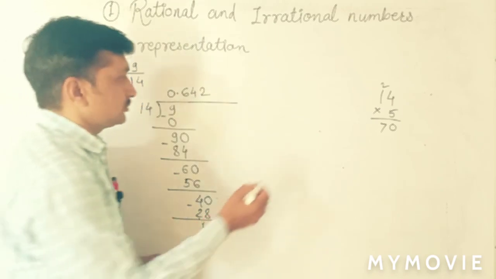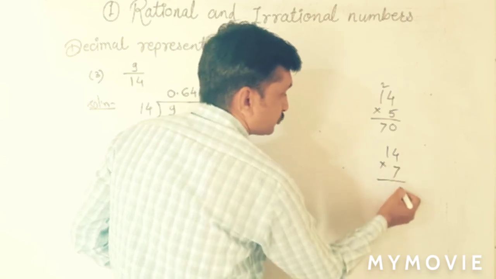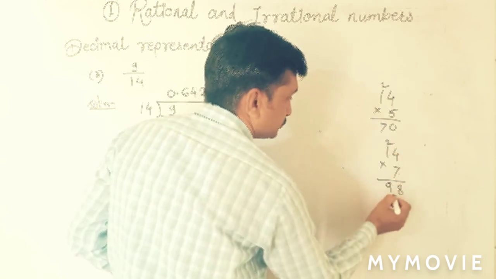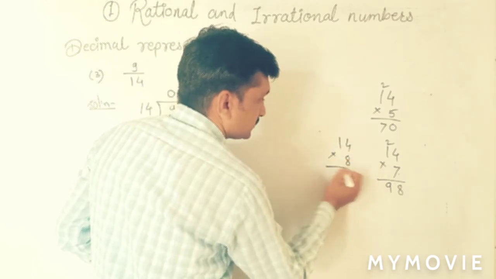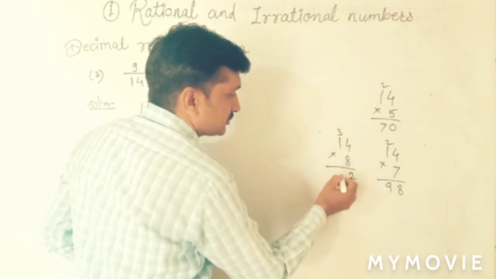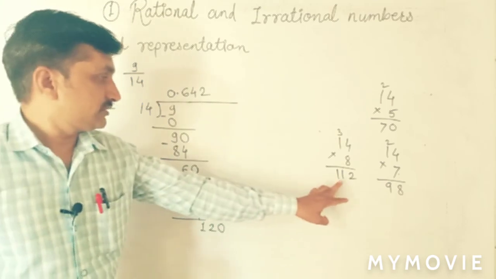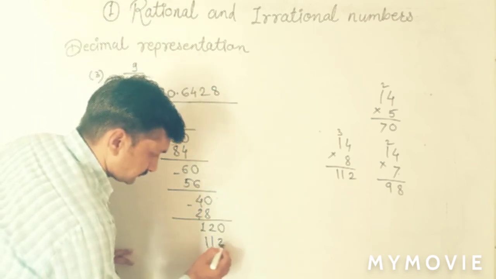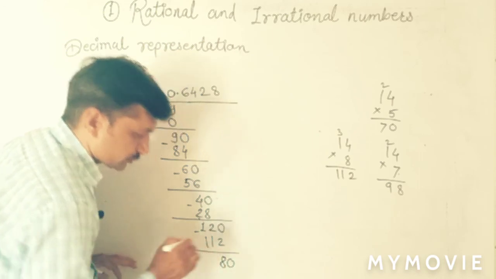Let's see by which number. 14 7s are, we will see: 7 4s are 28, 2 carried over, 7 1s are 7, plus 2, 9, 98. 8s are also, see: 8 4s are 32, 3 carried over, 8 1s are 8, plus 3, 11, 112. Right, it means 112 is bigger than this. Then subtraction 20 minus 12, 8, 0.